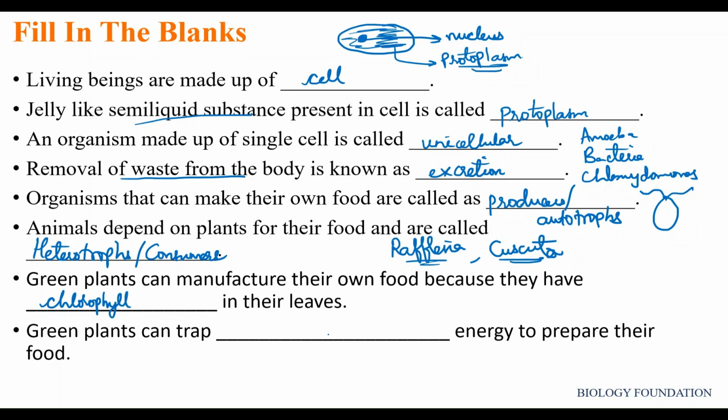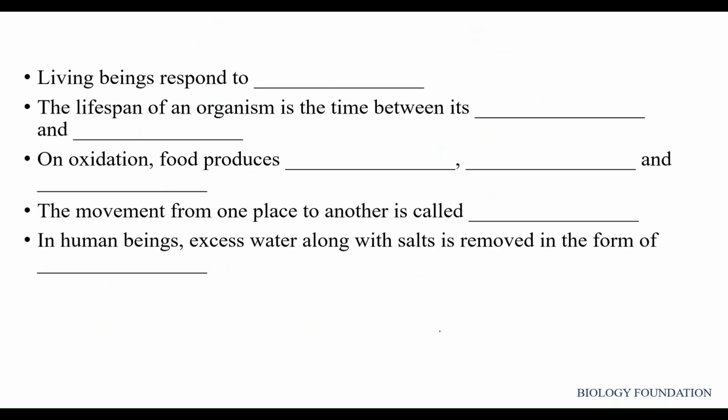Green plants can trap dash energy to prepare their food. Sun provides you with which energy? Solar energy. Okay. Living beings respond to stimulus. What is stimulus? It is basically any change that happens internally or externally. That change, you call it as stimulus, and plants or animals respond to this stimulus.